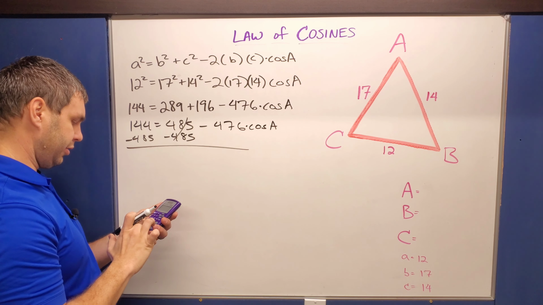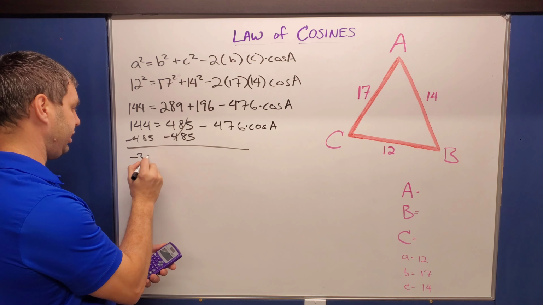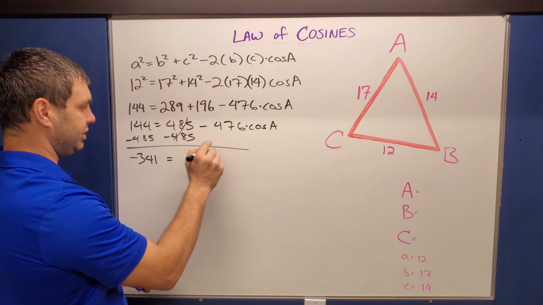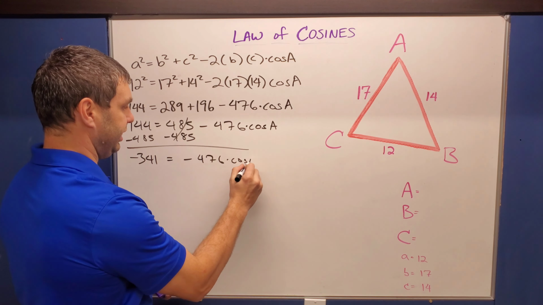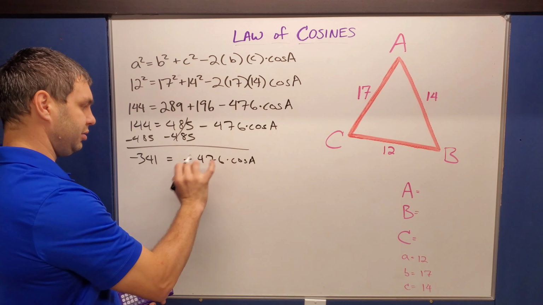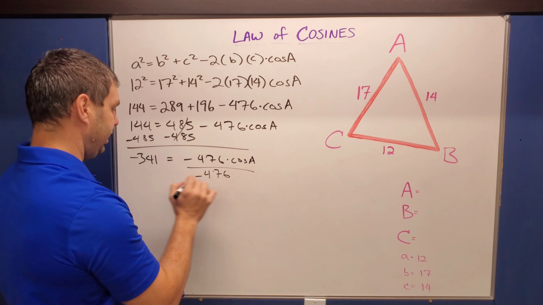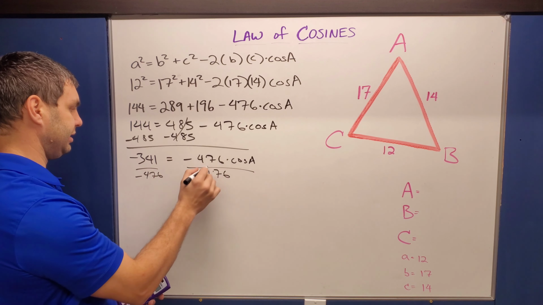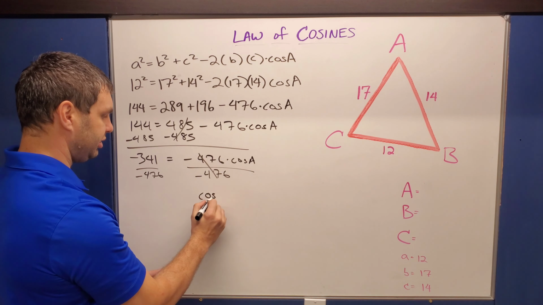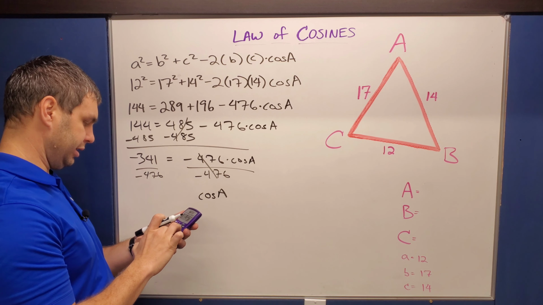If I take 144 minus 485, this gives me -341 equals -476 times cosine of A. So what's going to happen is when we divide by this negative, it'll end up being positive again. All right, so if I divide both sides by that -476, now I'm just left with cosine of A over here by itself, and whatever -341 divided by -476 is.